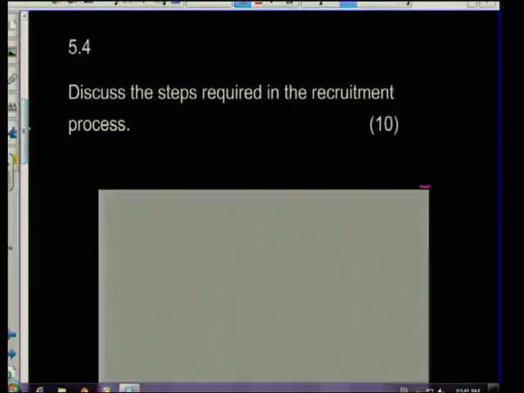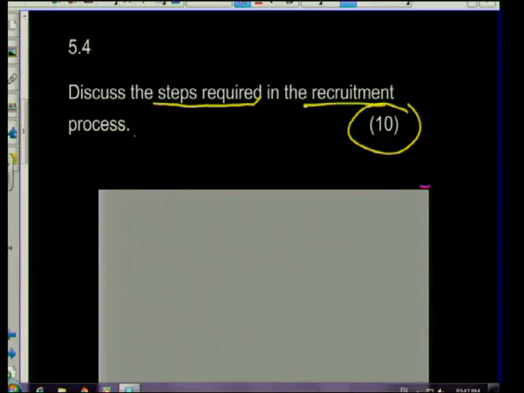So question 5.4 is quite detailed, it's out of 10, so you need to make sure that you have it in order, that you understand how it works. So discuss the steps required in the recruitment process.